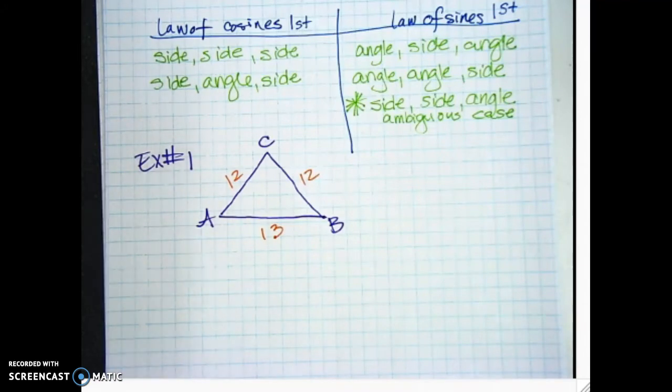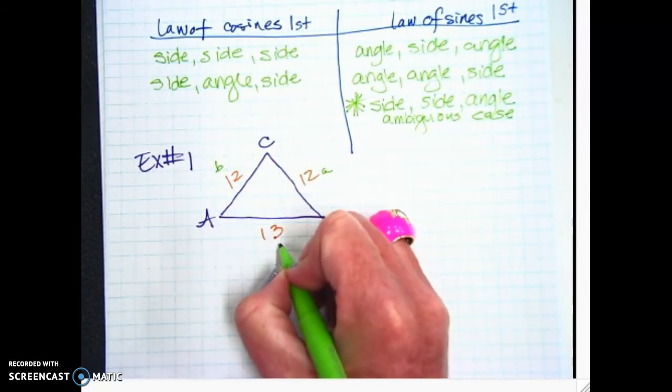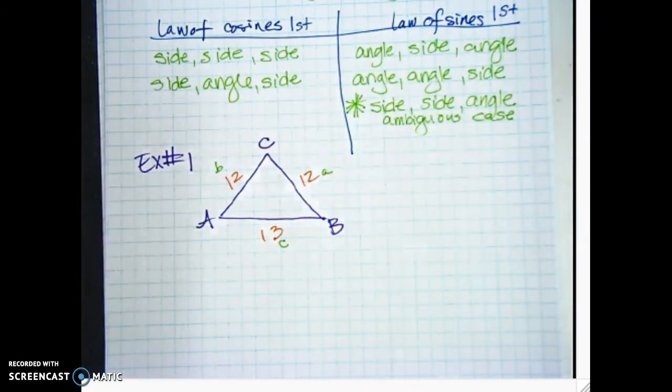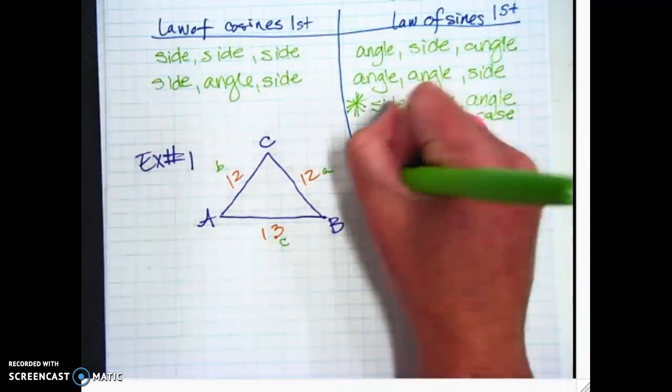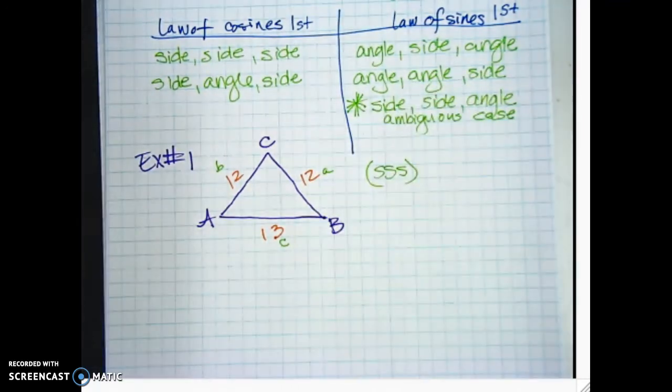All right, so example number 1. Here's your triangle. We'll call it ABC, but technically you could call the vertices whatever you want. And opposite A, we'll make it little letter A. This one will be little letter B, little letter C. And so what are you given? Side, side, side. So if you're given side, side, side, should you use law of cosines first, or should you use law of sines first? Law of cosines first.